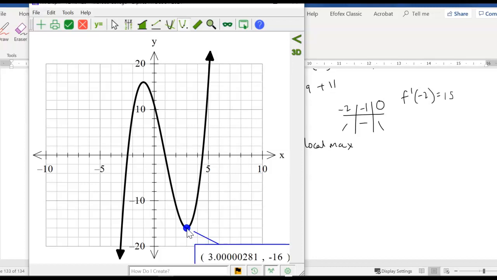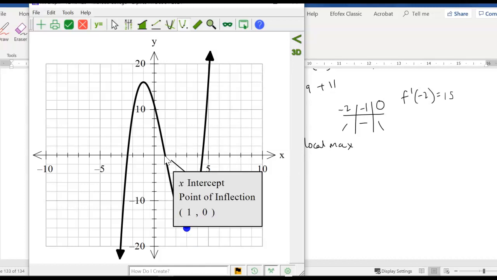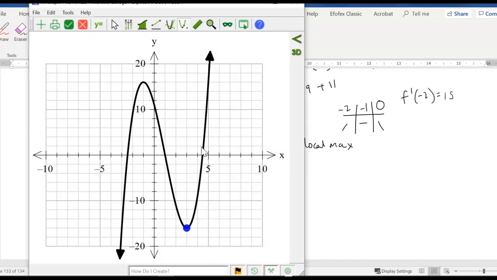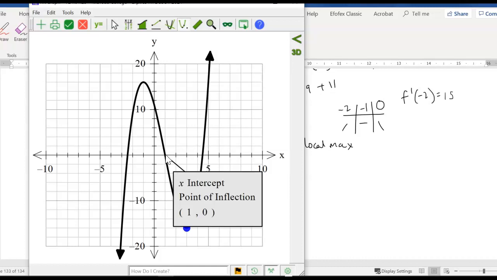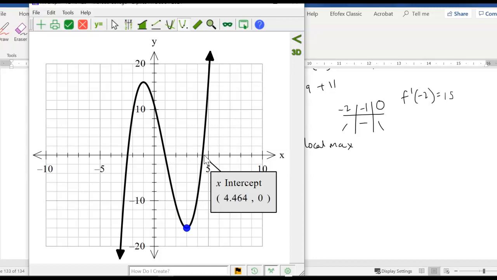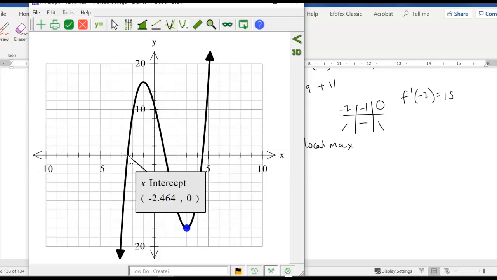Well, I can see there it's at 3, -16, which is good. There's our x-intercept. Oh, is that a point of inflection? I don't think so. 1, 0, and here is our other x-intercept, which is 4.464. So they're not going to give us the exact answers on this one, but if I was to put that into my calculator, I would get that decimal answer.